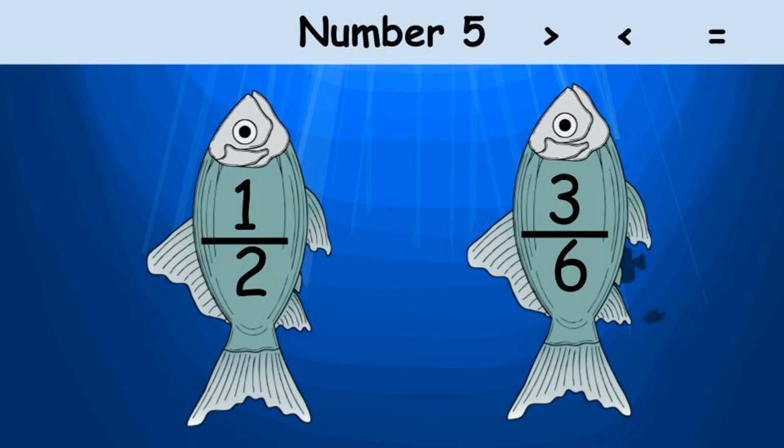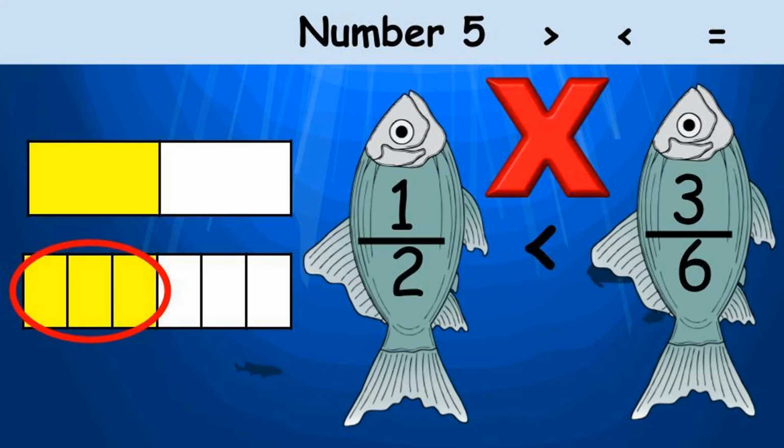Pause the video and choose your answer. Oh no, we caught a bad fish. We have to quickly throw it back into the ocean. Do you see why they got it wrong? Remember how some people think that if you color in 3 pieces, that is greater than if you color in 1 piece? But if you look at them very carefully, half of that whole is colored in both of those examples. Hint, hint.